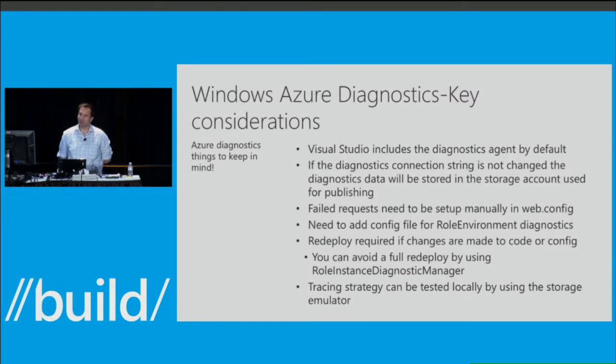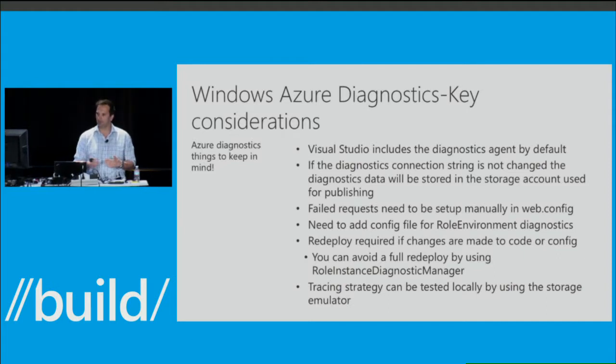Okay, but now the new tools give you the opportunity. You can use Server Explorer now, right? You can basically revert it. You can avoid a full redeploy if you use code, by using the RoleInstanceDiagnosticManager. That's a class that you can use, and that wouldn't require a full redeploy. The tracing strategy, if you put in your tracing statements, can be tested locally, because the same data, the wad-control-container and the tables, are created in the storage emulator as well. Okay.